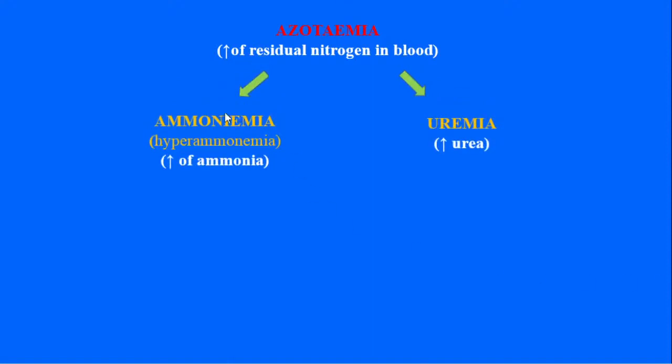In this case, it is named ammoniemia or hyperammoniemia, or increased quantity of urea. In this case, this type of azotemia will be named uremia. Put attention that hyperuremia we are not talking. Hyperammoniemia sometimes is used, but hyperuremia no. Uremia means urea higher than norm. Ammoniemia and hyperammoniemia means ammonia higher than norm.